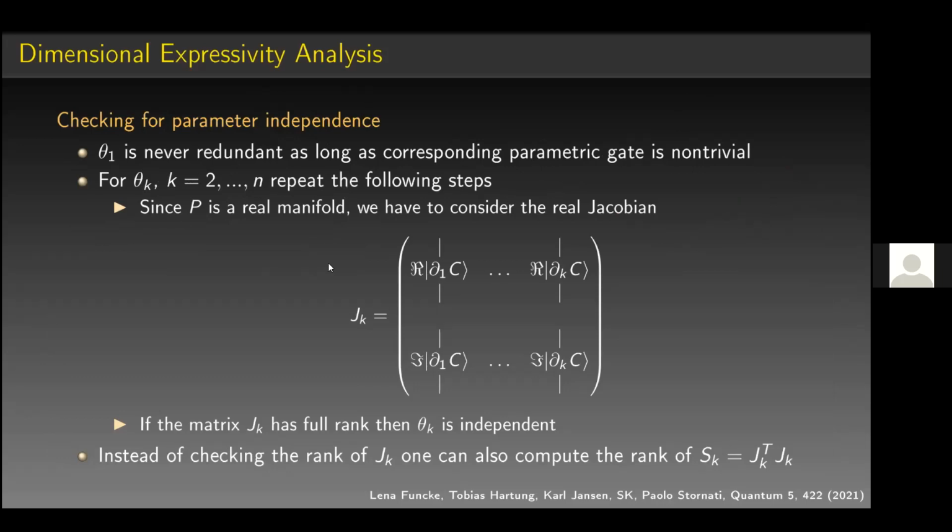We construct the real Jacobian. So why the real Jacobian? Well, our parameter space is a real manifold, as I've said at the beginning. So you have to consider a linear combination with real coefficients in your tangent space. So all we do is we take our state vectors and just split real and imaginary part and write them on top of each other. And this real Jacobian contains nothing but the tangent vectors.